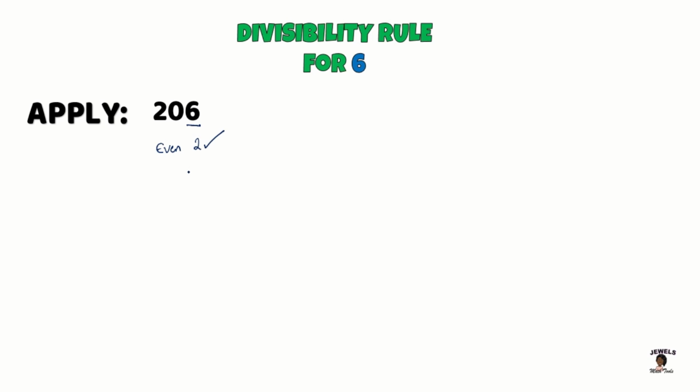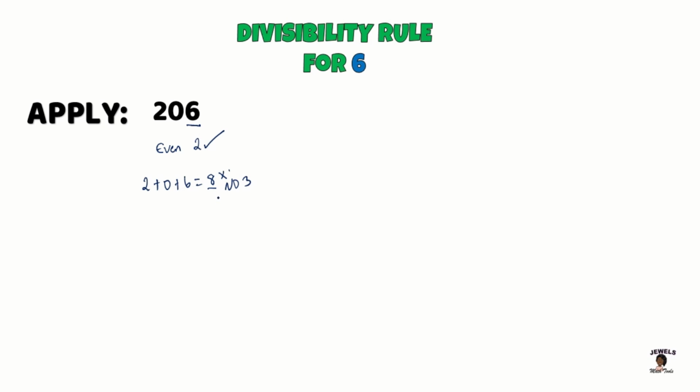Now let's see if it's divisible by 3. The rule for 3 tells us that if the sum of the digits, which is 2 plus 0 plus 6, is equal to a multiple of 3, and remember that multiples are the numbers in the 3 times table. So that's what we're looking for, to see if the sum of these numbers equals a number that's in the 3 times table. So we know that 2 plus 0 is 2 and 2 plus 6 is 8. So this is a no to 3 because 8 is not in the 3 times table.